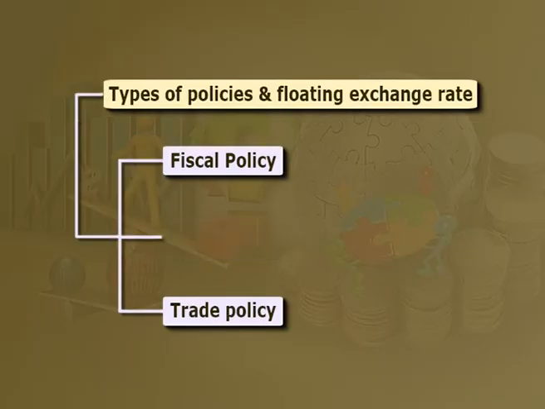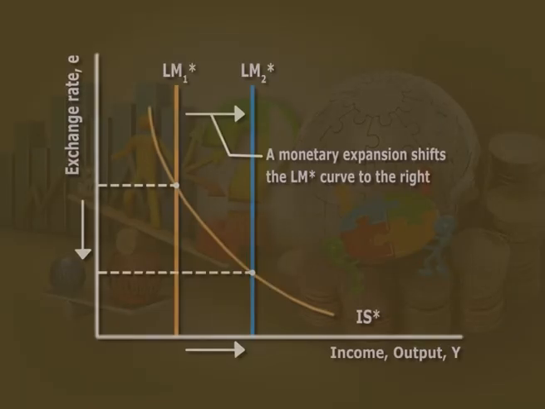Now we will look at monetary policy. Let us assume that the central bank increases the money supply, and it is already assumed that the price level is fixed. Hence, when there is an increase in money supply, it will lead to an increase in real money balances, and the LM star curve will shift to the right. When money supply increases, it will raise income and lower the exchange rate. An increase in the money supply shifts the LM curve to the right, lowering the exchange rate and raising income.